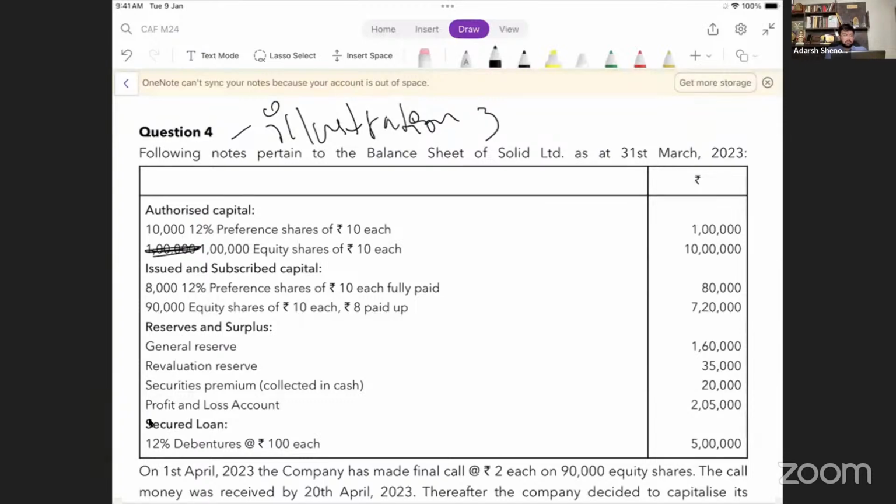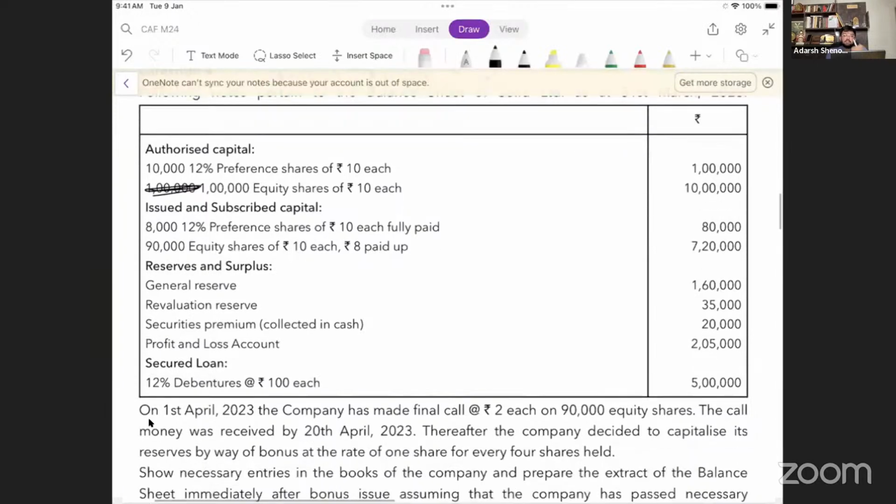Beautiful handwriting. That was not English, that was French. So now, authorized capital: 10,000 preference shares. Issued are 8,000 12% preference shares of rupees 10 each, fully paid. Then you have 1 lakh equity shares, out of which 90,000 equity shares of 10 each, 8 rupees paid up, 7,20,000.